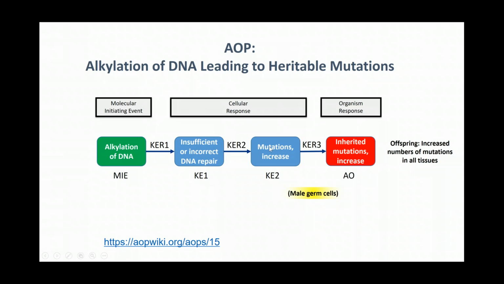So we have a key event relationship here leading to mutations. If these mutations occur in male germ cells, then we can have inherited mutations. So these mutations are in the offspring, and it's increased number of mutations that you would be able to measure in all the tissues of that offspring.